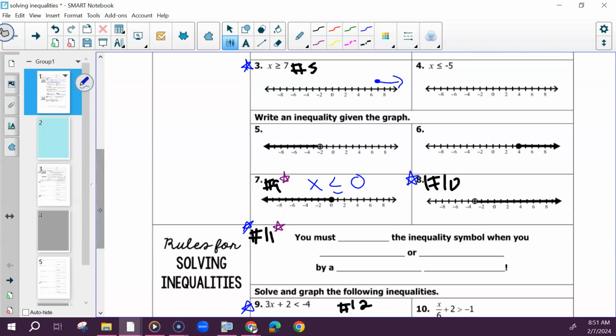Number 8, this starts at negative 3. It is open, so strictly less than or strictly greater than. Which one would this be? Greater. Questions on how we write or graph inequalities on a number line?